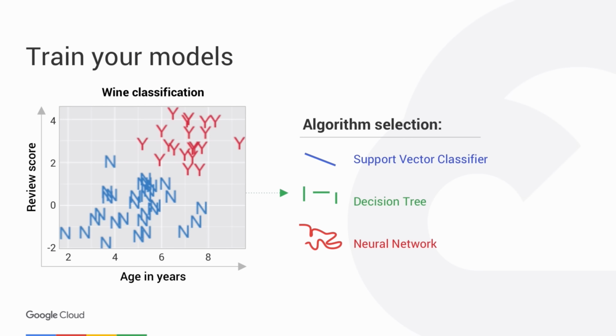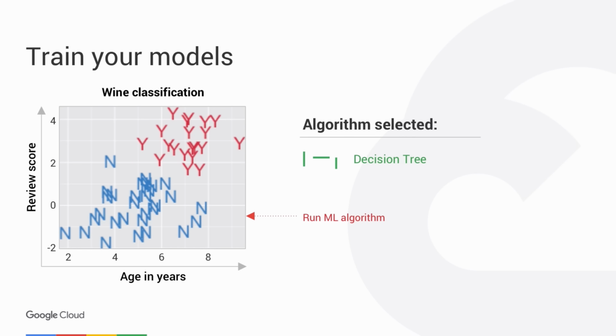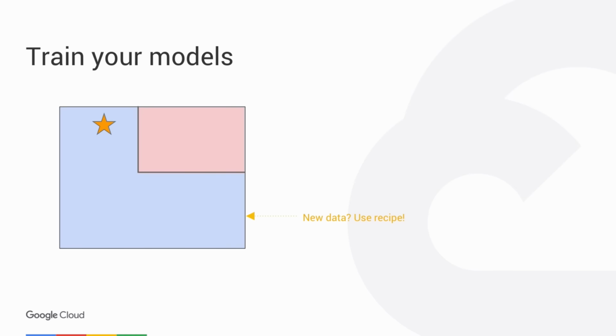We could have used a different algorithm that would give us a different form of recipe. Let's try a decision tree, which allows multiple vertical and horizontal lines. Run it. Here we go, and there's our recipe. What a beauty. Let's use it to make a decision about this same new bottle of wine. Blue for bad.